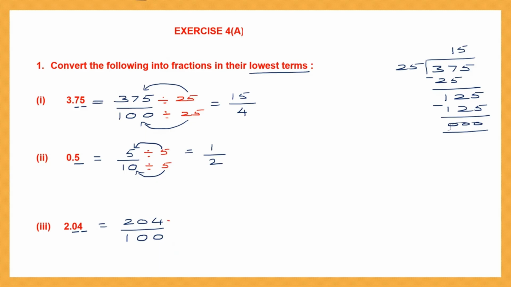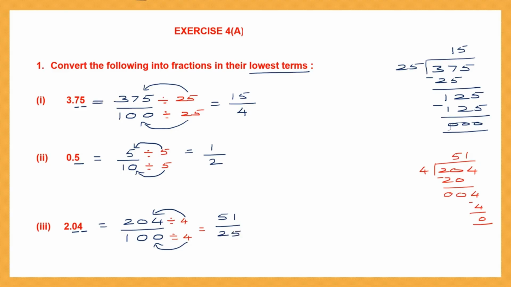So let's use 4. So we're going to divide 204 by 4 and 100 by 4. So let's see what we get. So 204 divided by 4. 20, 4 fives are 20, minus, we bring down 4, 4 ones are 4. So we have 51. That means 4 into 51 will give us 204. Now in the denominator, 4 into what is 100? 4 into 25 is 100. So we have our fraction 51 by 25 and we have reduced it to the lowest term.